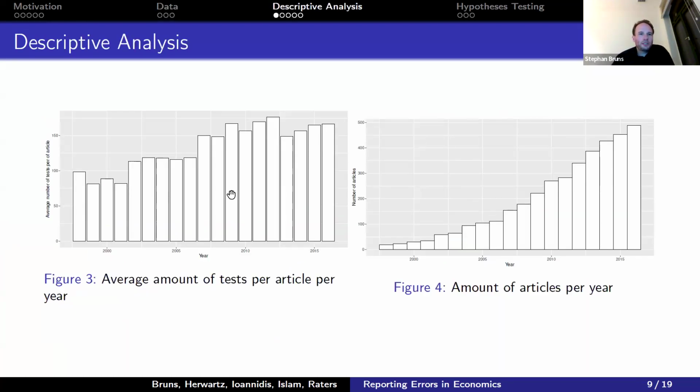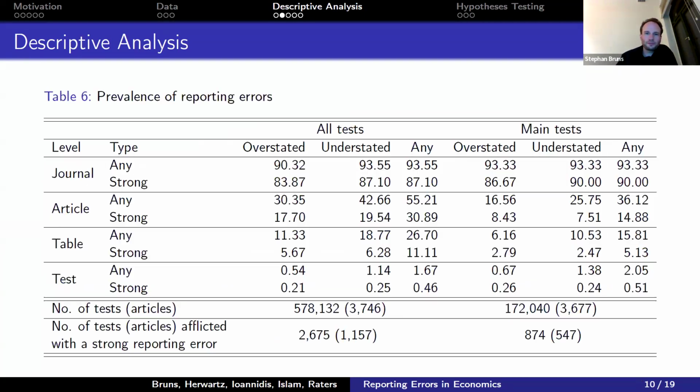So here are some descriptive analysis. This is the average amount of tests per article per year. So economics articles publish a huge amount of tests. Here we have roughly more than 150 tests on average per article. And we can see the steep increase of empirical articles in economics over time.